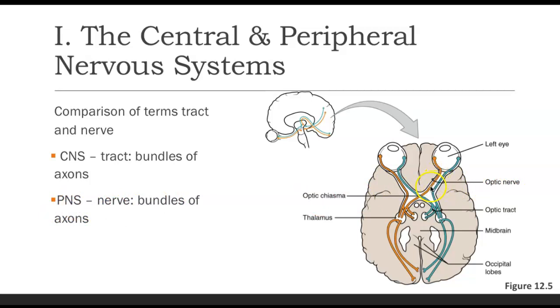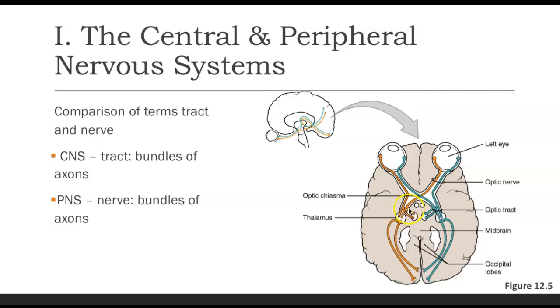And then notice these neurons, they come back and they're crisscrossing in certain areas. Some of them stay on the same side. But now we are starting to enter into the central nervous system, into the brain. And that's why after they go through this crossing, they term this region where we have a bundle of axons an optic tract.